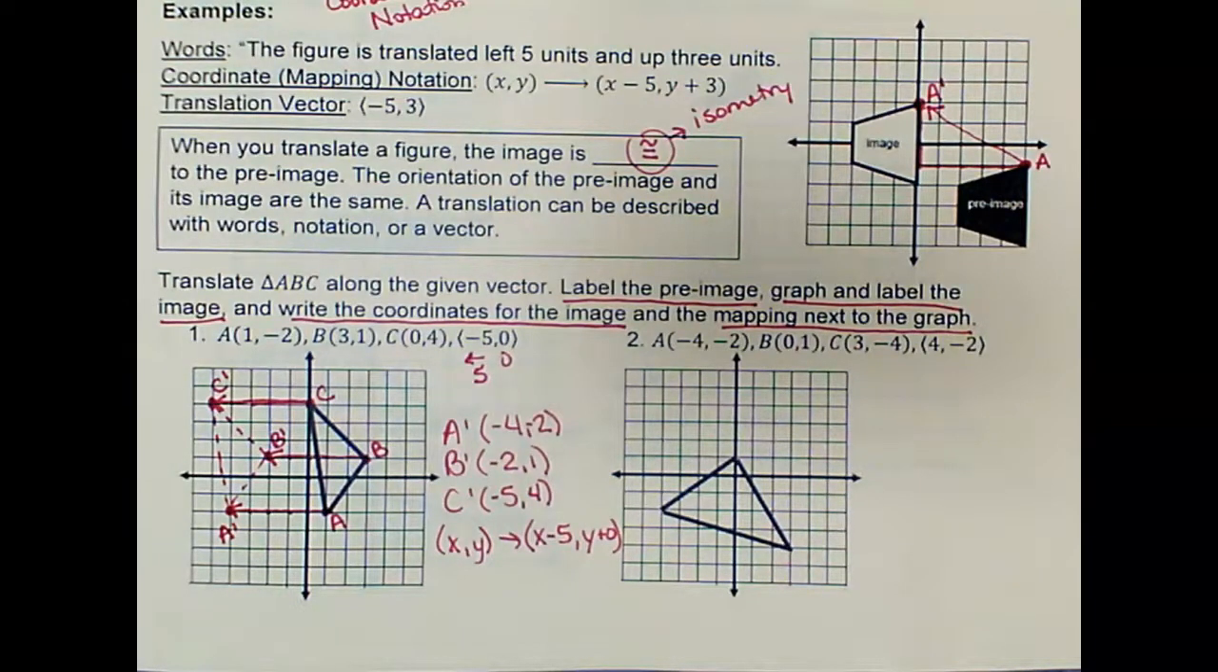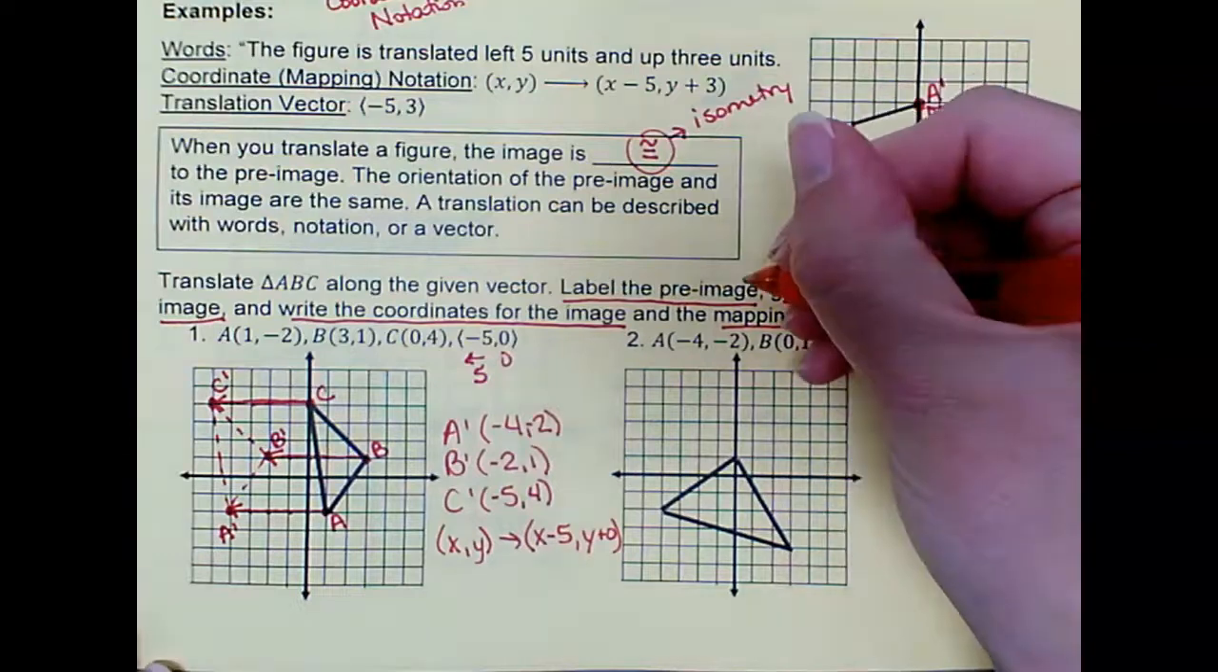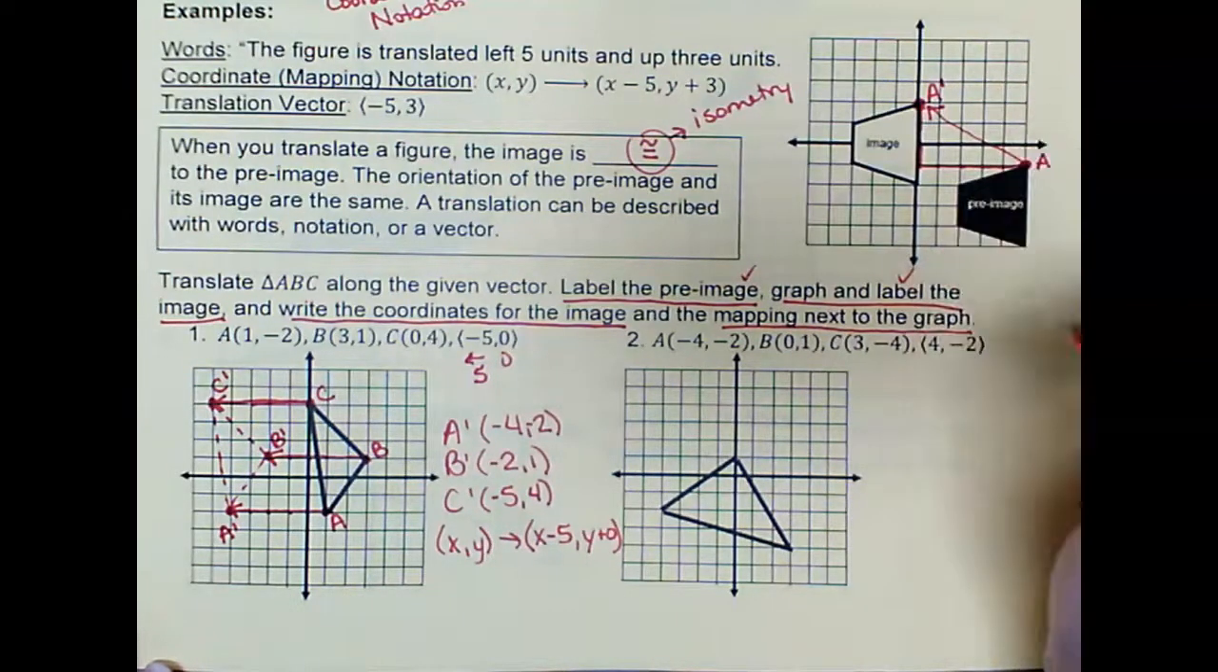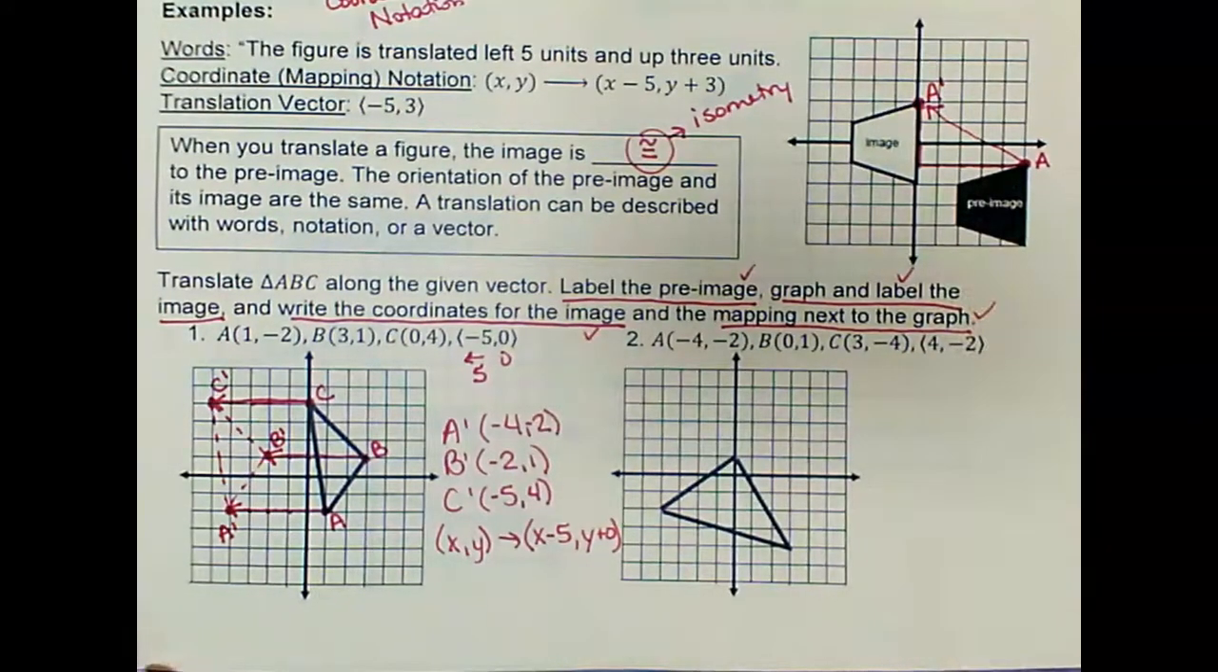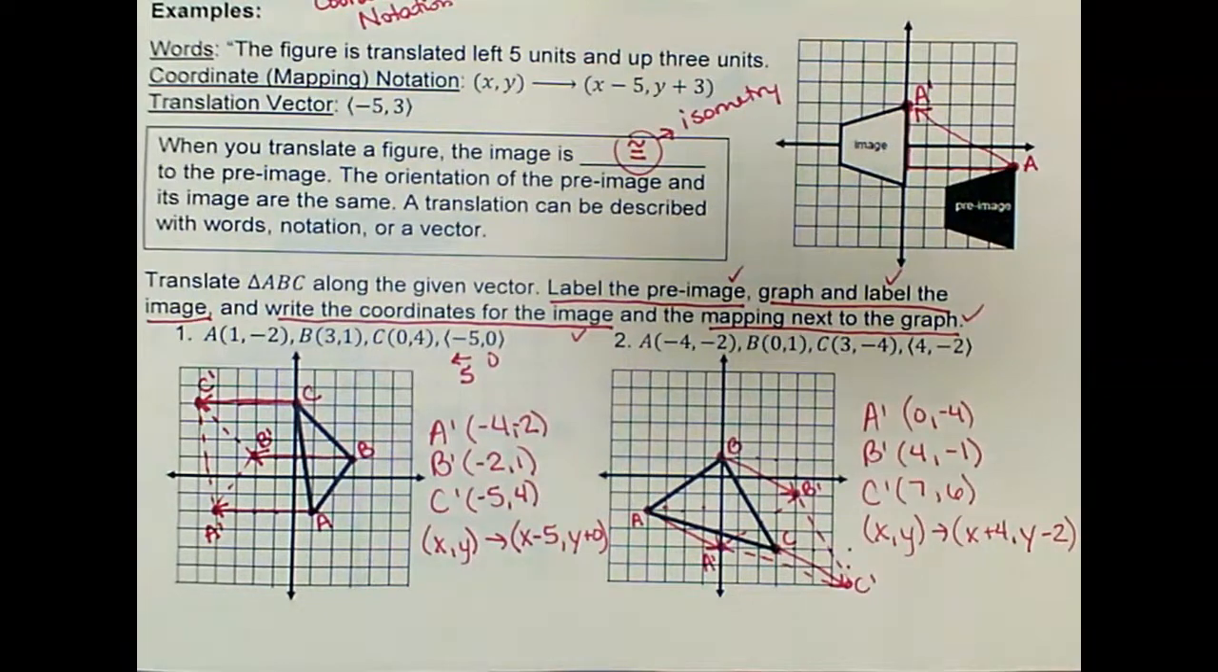So now that you've seen all of those things, we labeled the pre-image, we graphed and labeled the image, we wrote the coordinates for the image, and we wrote the mapping. I want you to pause your video and try example 2. So check your work with mine.